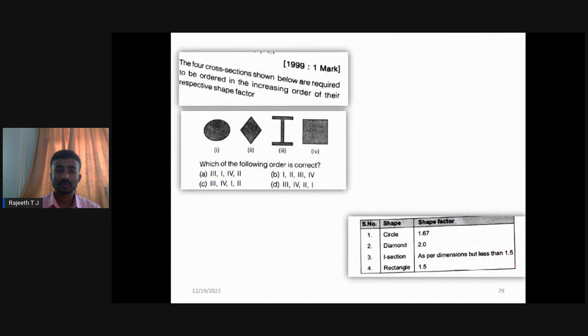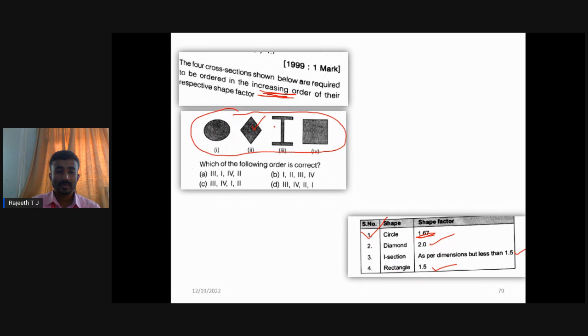Next, one more question on the shape factor. They have given different elements, and we need to place them in increasing order. If the shape factor of the material is more, obviously the strength of the material will be more. We should remember this: for the circle, the shape factor is 1.67, for diamond 2.0, for I section 1.5, and for rectangle 1.5.